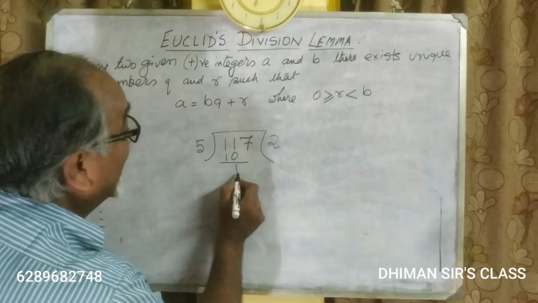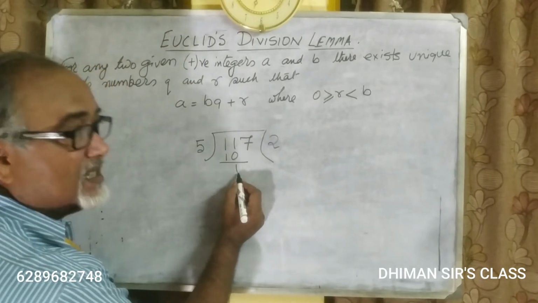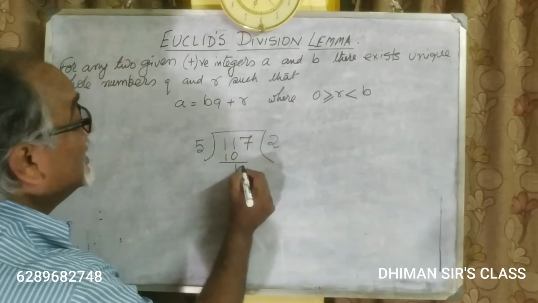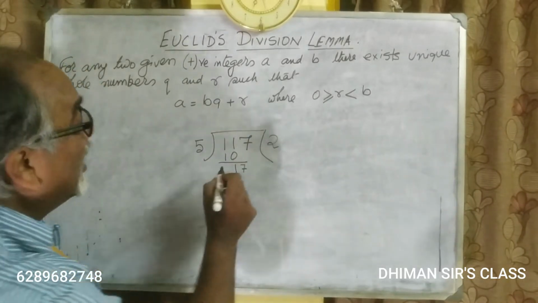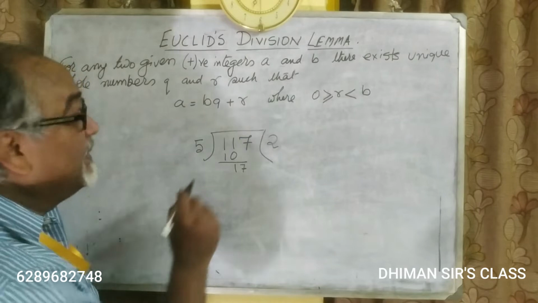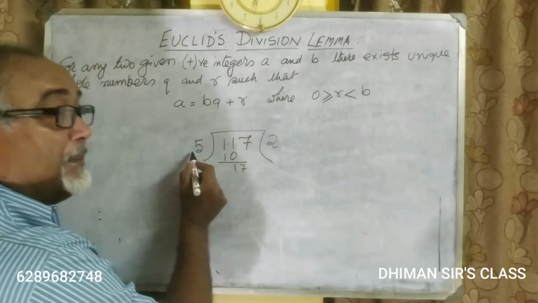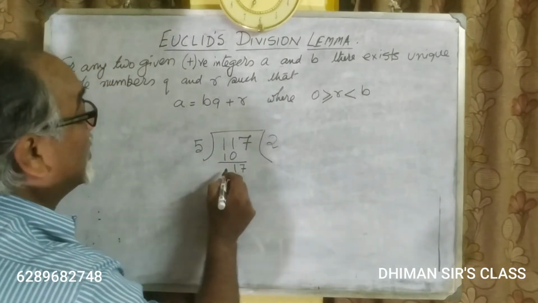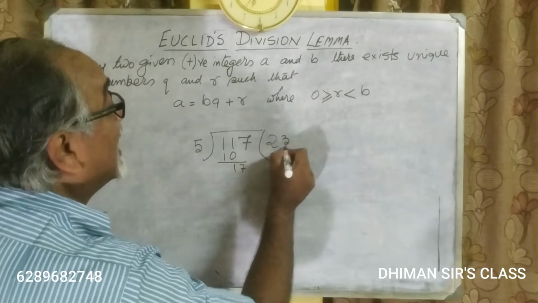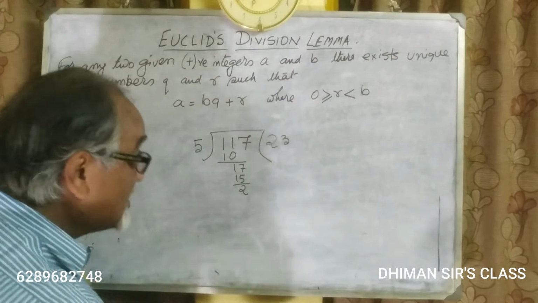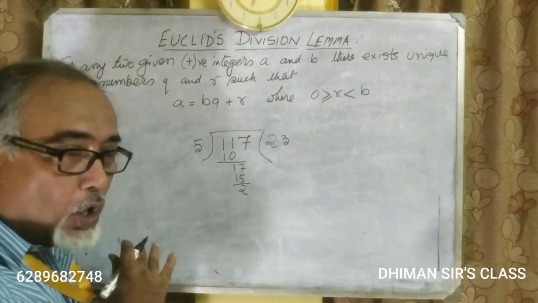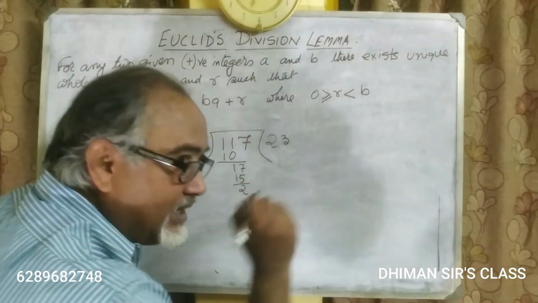So here we can see that 1 is smaller than 5. So 7 has to be brought down. Now 17 has become bigger than 5, means dividend has become bigger than the divisor. So therefore 5 3s are 15. Now 2. Is there any more digit to be brought down? No. So that means the division is finished.